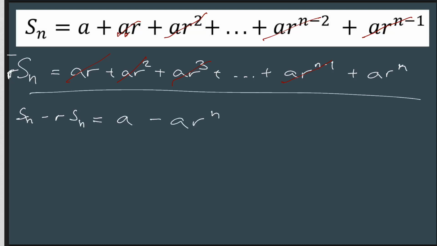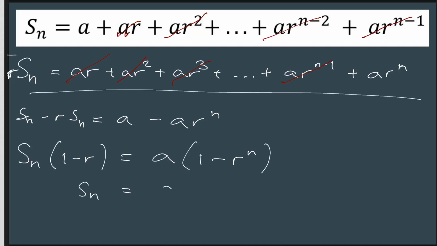I'm going to factorise both sides. Here I can pull out an Sn, and you'll get 1 minus r. Here I can pull out an a, to get 1 minus r to the n. And nicely done, I can divide this side by 1 minus r. So that there is the formula that was given in the formula book.